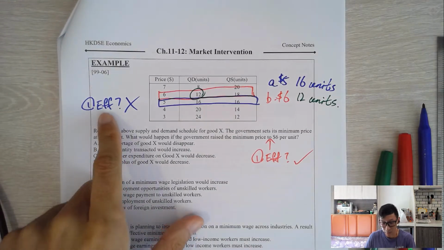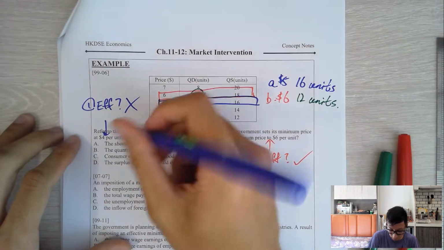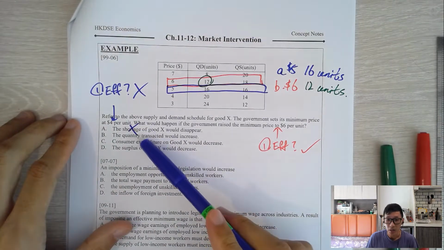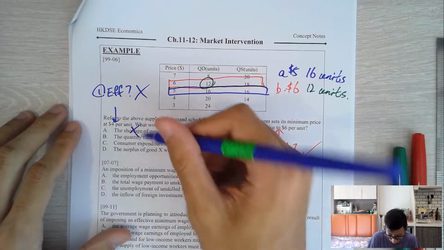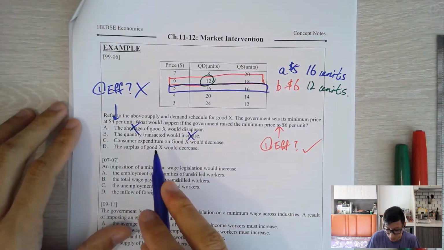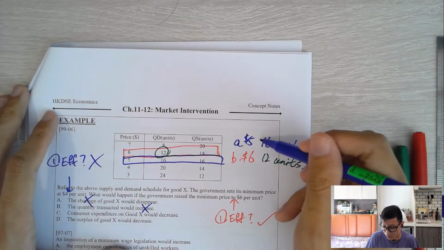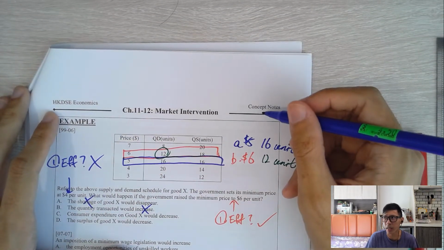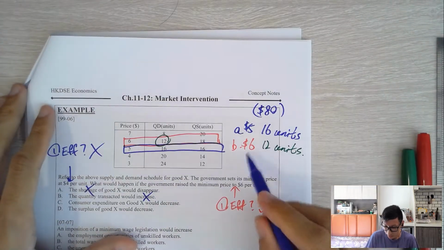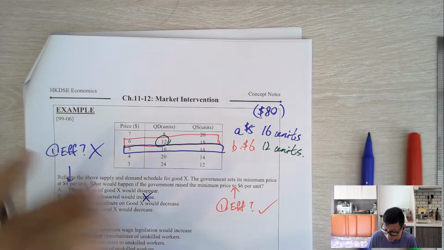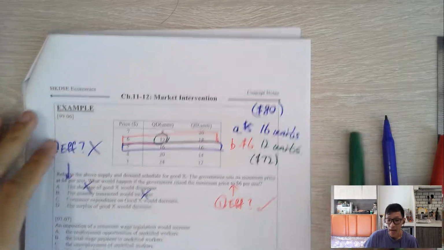Okay， 喂，原先有冇 shortage 啊？Was there any shortage? No, so not true. Okay, quantity transacted would increase. Not true. 16 to 12, not true. Consumer expenditure would decrease. 計下咪知咯。好嘛？Here 5 times 16 would be 80, right？係咪本身80蚊啦？Now this one would be 72. So you see, it has dropped.